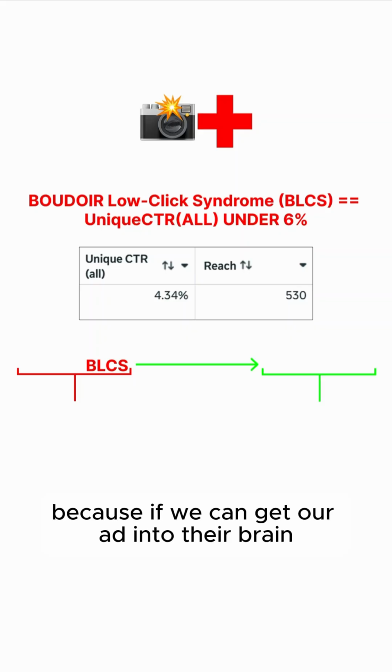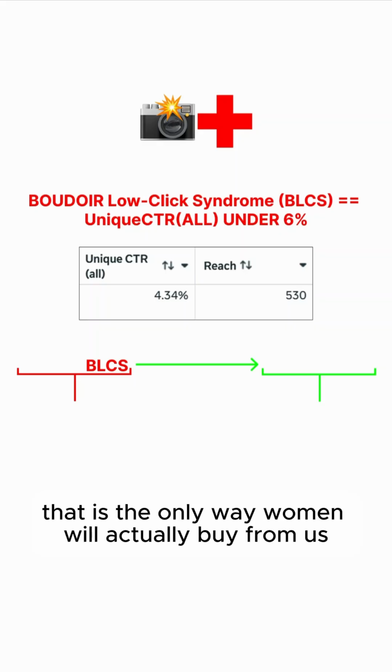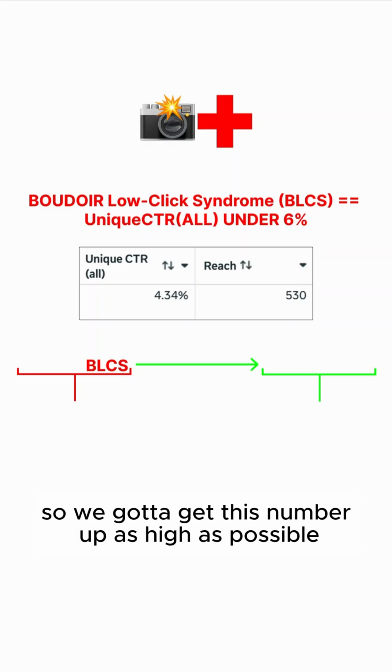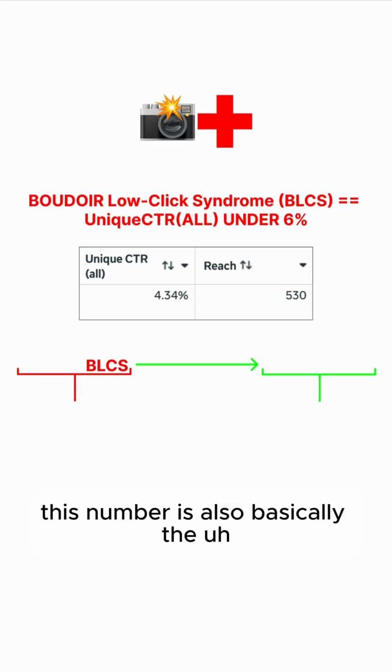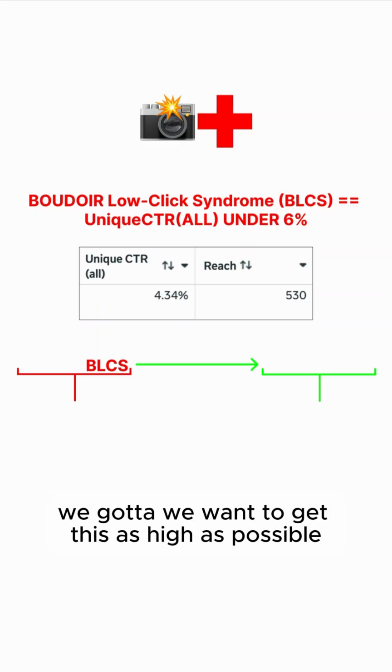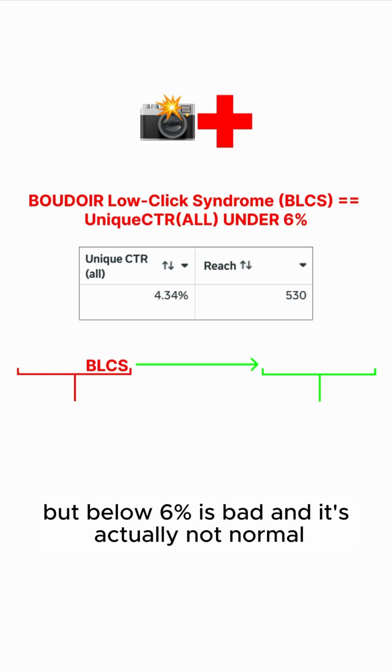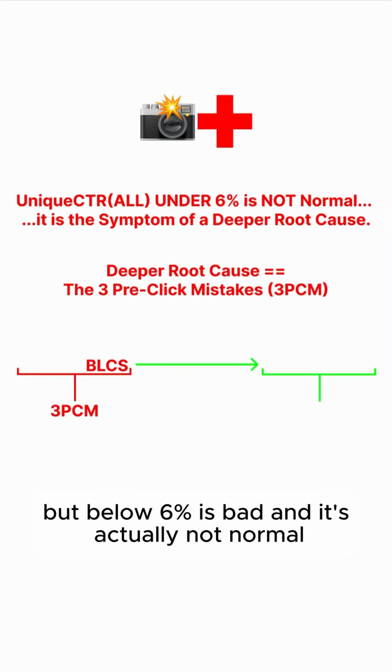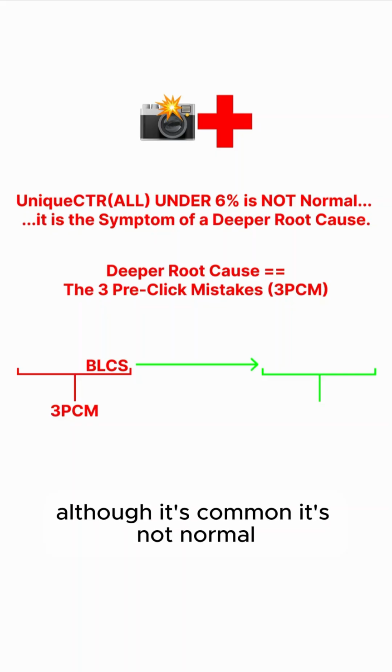And we care about that because if we can get our ad into their brain, that is the only way women will actually buy from us. So we got to get this number up as high as possible. This number is also basically the number of women that did not scroll right on by. So yeah, we want to get this as high as possible. But below 6% is bad. And it's actually not normal. Although it's common, it's not normal.